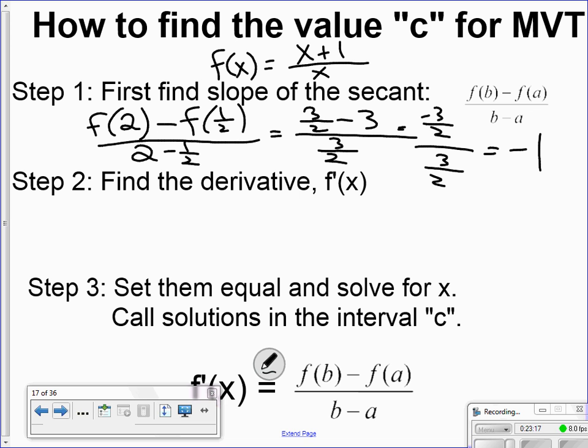Now we're trying to find out where the slope of the tangent line is equal to that, so we've got to get the derivative. I guess we're going to do the quotient rule since we didn't break it up, huh? All right, let's get the derivative. Low d high, minus high d low, all over denominator squared. Does that clean up any?